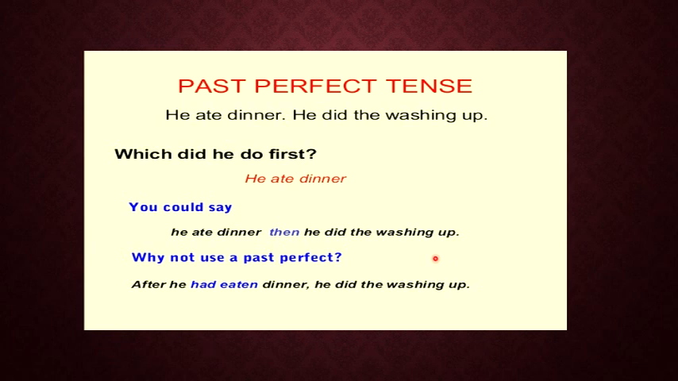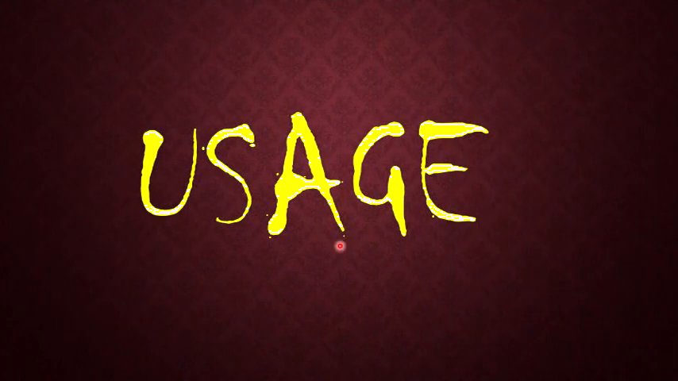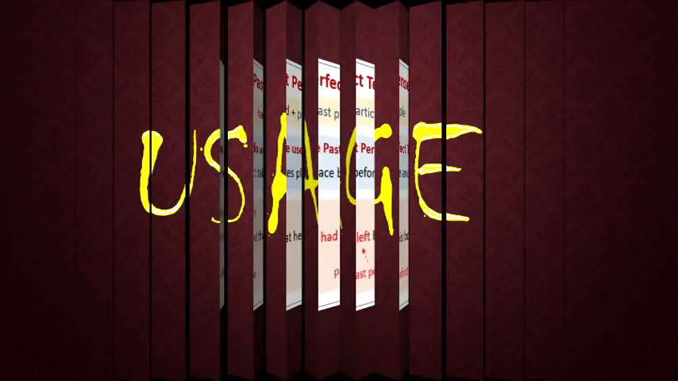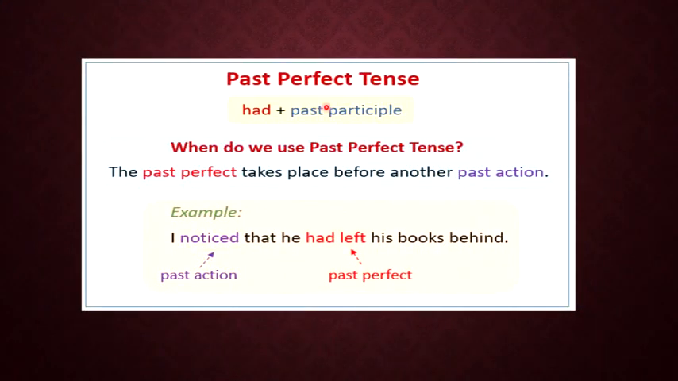That means past perfect tense is used to denote which action happened first. Okay? And then the next action comes in simple past tense. We will learn more about it again. See the next example. So let us see the usage. Past perfect tense takes place before another past action.